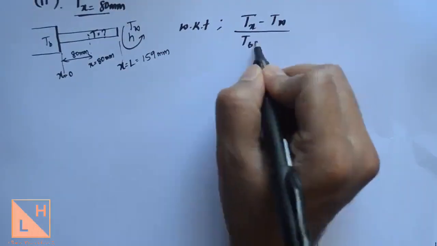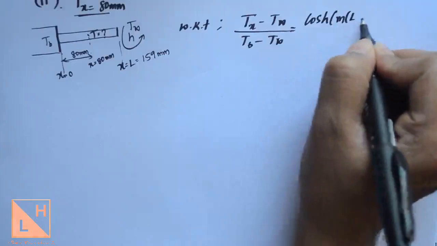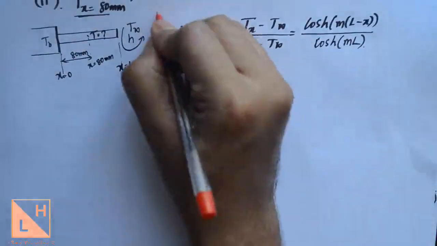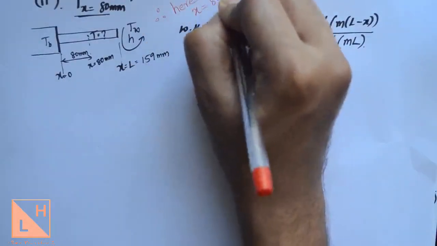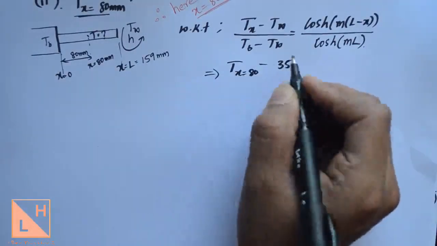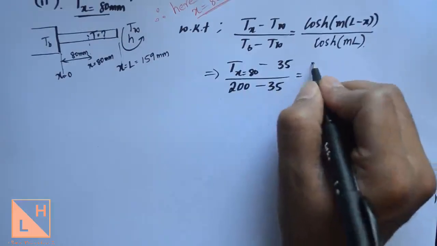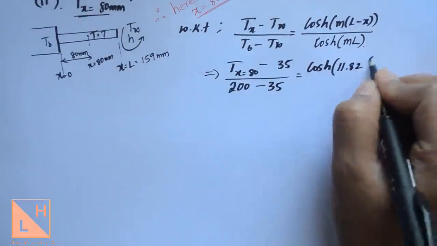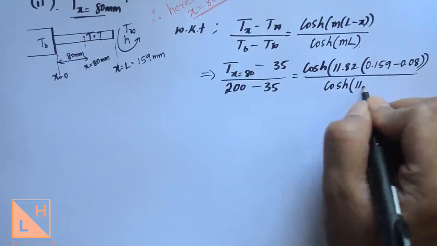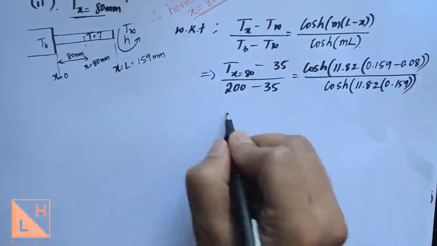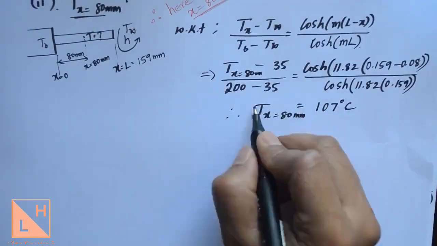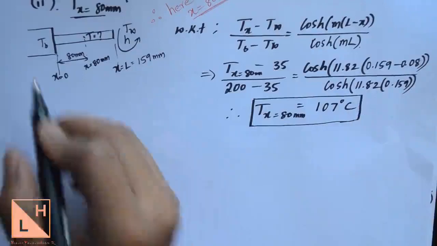We know the temperature distribution formula once again. There is a short fin as I already mentioned. So we take the formula, assume it to be short fin end insulated, and then we have the same formula like the previous one, but here the value of x will be 80 millimeters. Substitute the values, use your calculator, and you get the temperature at x equal to 80 millimeters as 107 degrees Celsius.